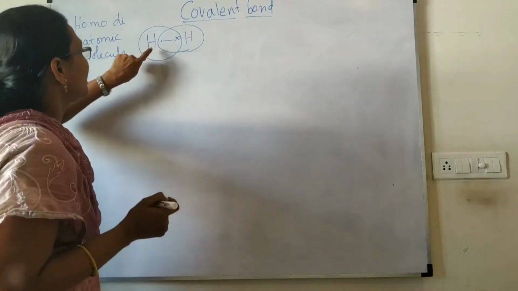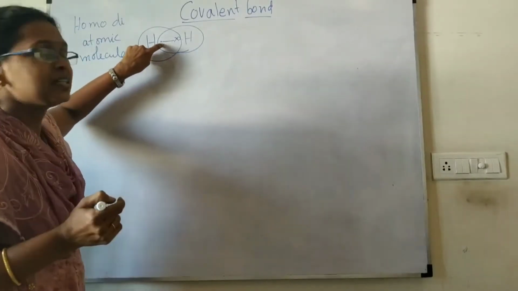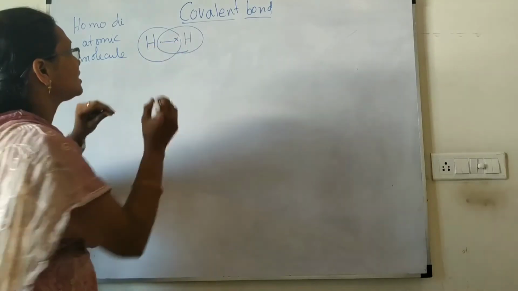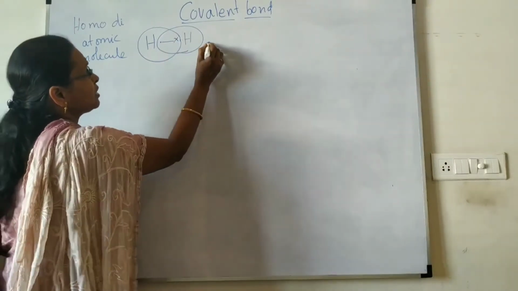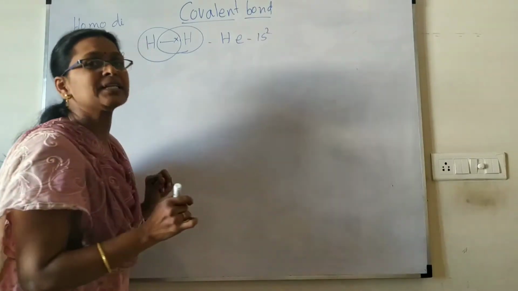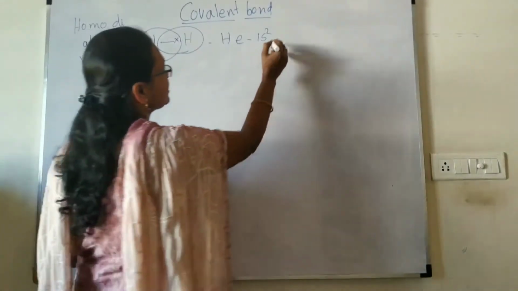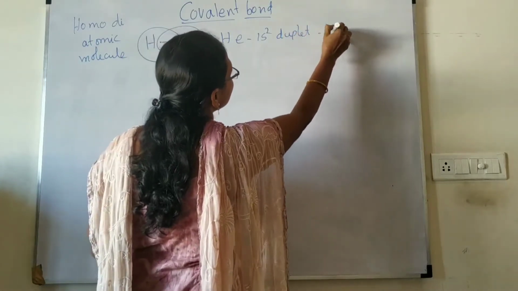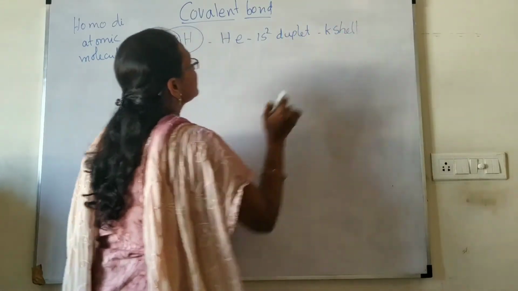One electron of a hydrogen atom and another electron of another hydrogen atom, both will gain the nearest noble gas configuration, of which one? Helium. That is 1s2, duplet configuration, right? Helium is the only one having a duplet configuration with the K shell. Okay, so this we say about the hydrogen atom.